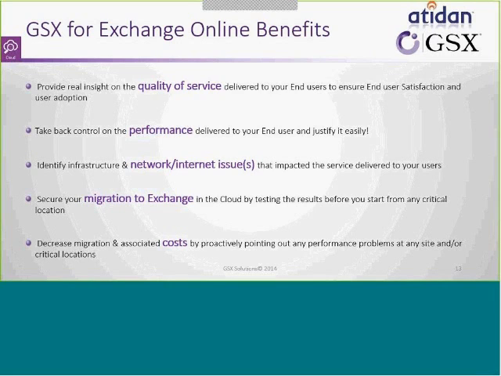But actually using and monitoring that application from the end user experience is the only way that you're going to be able to track and know exactly what your users are feeling on a day-to-day basis and what they're seeing within Office 365. So that's why we have the GSX Robot user that can sit at any location. We can proactively identify the different network and internet issues that may impact the service delivered to your customers, again, at multiple locations with that flexibility of GSX.